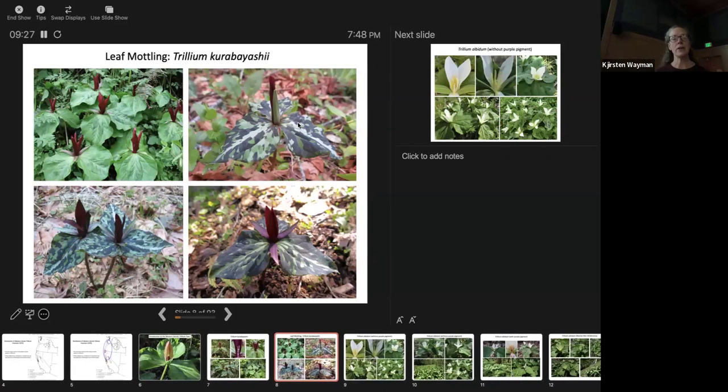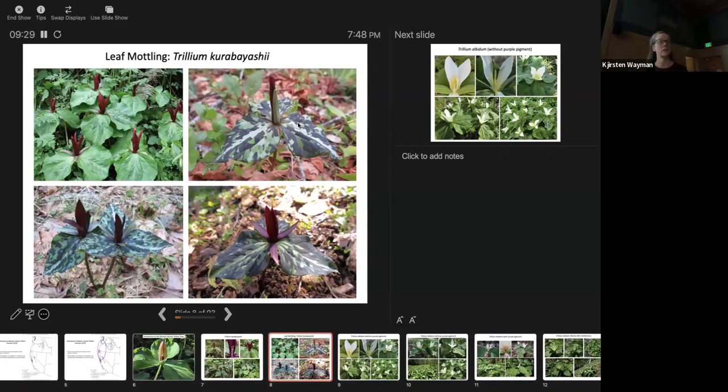So another feature of sessile Trillium is the leaf mottling. You can see here Trillium kurobayashii with very little leaf mottling in this example. And then in the other three photos, we have quite extensive leaf mottling. And from what I've seen, Trillium kurobayashii seems to have the most elaborate leaf mottling of all of them.